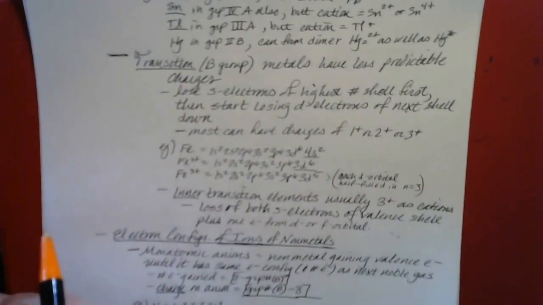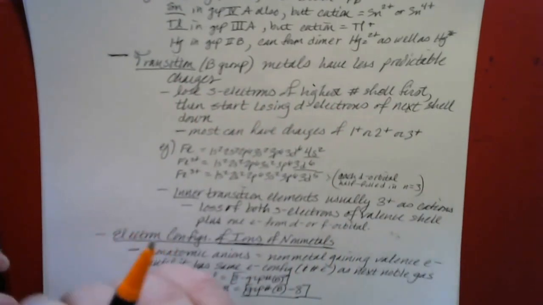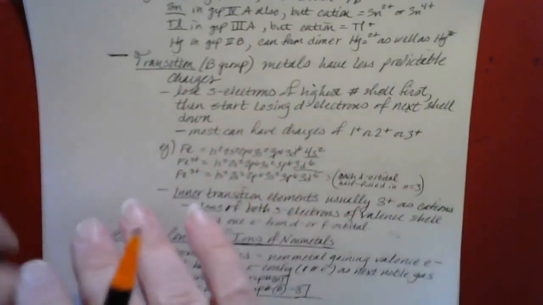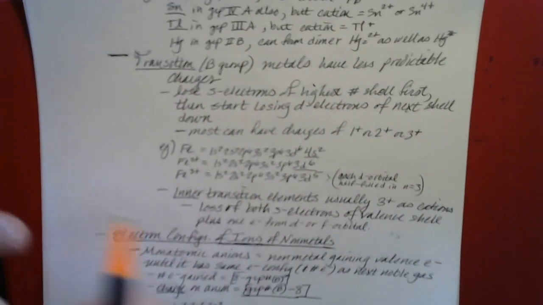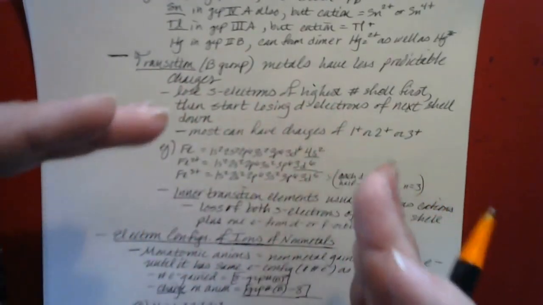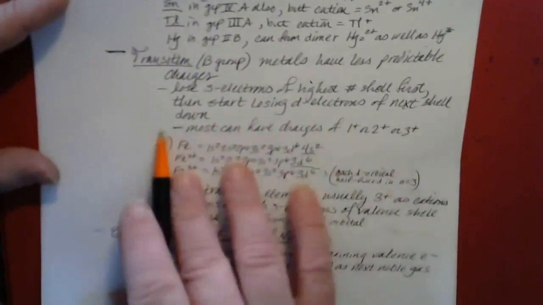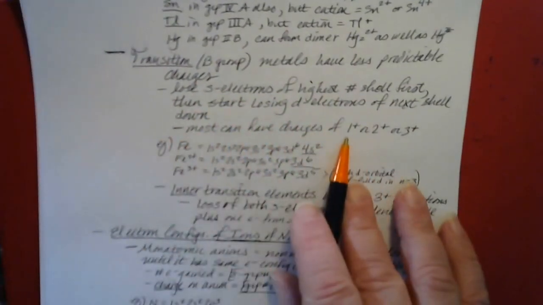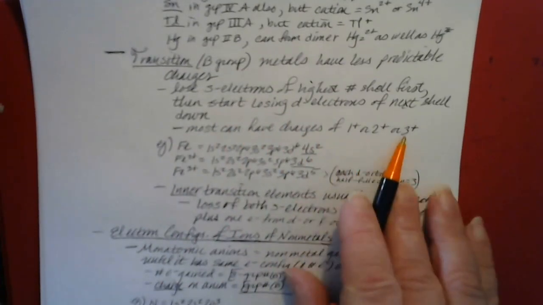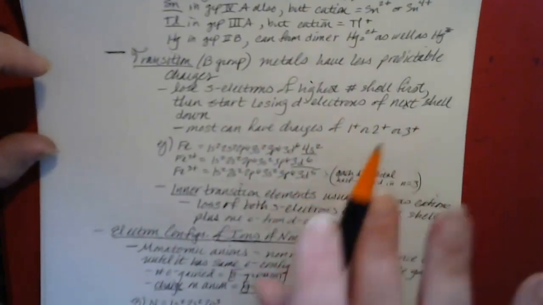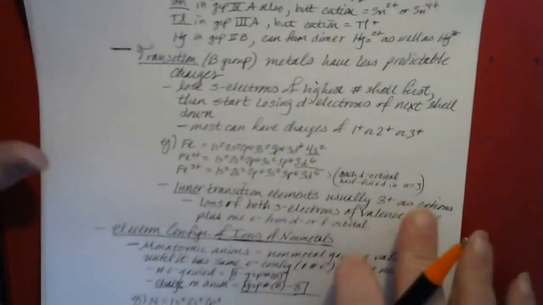If it has a charge of +2, then it means it loses both of the s-type electrons in the highest numbered shell. And it's only if it has a charge of 3 or greater that it starts losing electrons in the d orbitals of the next shell down. Okay. And most transition elements have charges of +1 or +2 or +3 or some combination of those, although some can go higher. Some can go as high as +6 or +7 even.